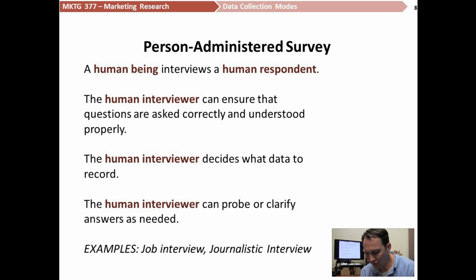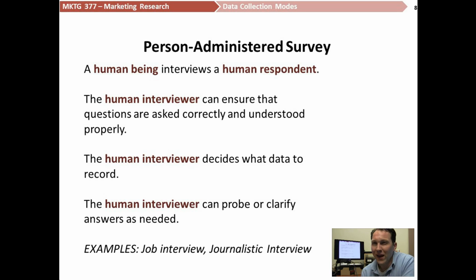So what makes these all different from one another? Well, a person-administered survey, first of all, we have a human being that is playing the role of an interviewer who is interviewing a human respondent. So you have two people, basically. The human interviewer can ensure that the questions are being asked correctly and that they're being understood properly. So, if I am administering a survey to a respondent and I can tell that the respondent doesn't understand the question that I just asked, or maybe they're getting hung up on a word or something, I, as a human interviewer, can clarify that question. I can make sure they understand it.